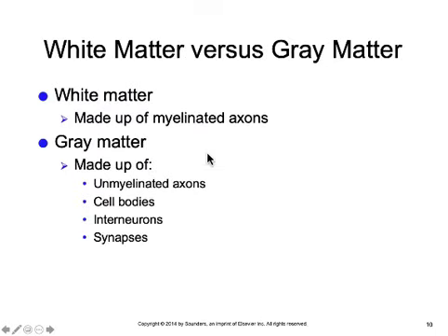So that's the skinny on white and gray matter. White matter for signal transmission in the central nervous system, gray matter for signal processing. In the peripheral nervous system, the neurons are basically sending axons out to their targets in the efferent division, or bringing axons in from the body in the afferent division.